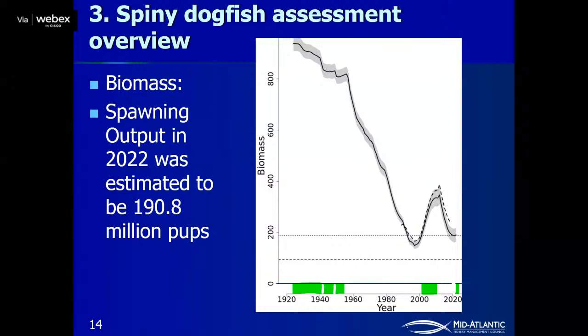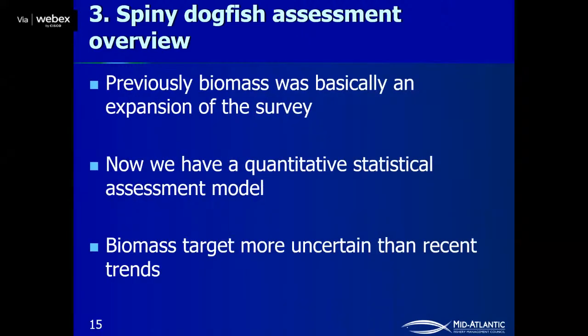We weren't overfishing when we were trying to rebuild dogfish in the 2000s and earlier, but there was a lot of overfishing in that time series too. Previously, we didn't have a statistical assessment model. We were basically expanding the survey, scaling the survey up. Now we actually have a quantitative statistical assessment model that's taking in all this information. It's looking at the surveys, the length distributions of the landings, the rec landings, the commercial discards, putting all that in with those core equations to see if the equations let us make sense of all the data we're seeing in terms of the long-term biomass trends.